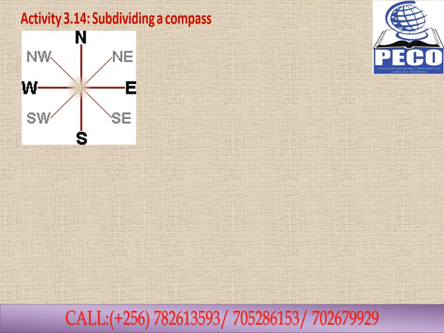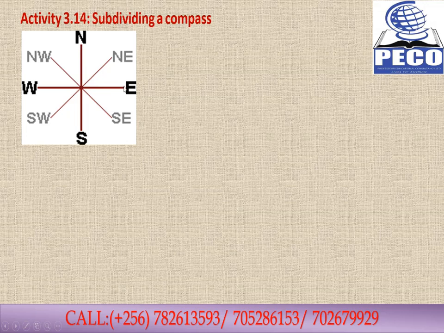We continue in our notebooks. How do we subdivide the compass? This is our third activity. We've already explained this, how we get the 8 cardinal points. So we first draw the 4 cardinal points: north, east, south, and the west. Then between north and east, south and west, we subdivide. Then between west, north, east and south, we also subdivide.